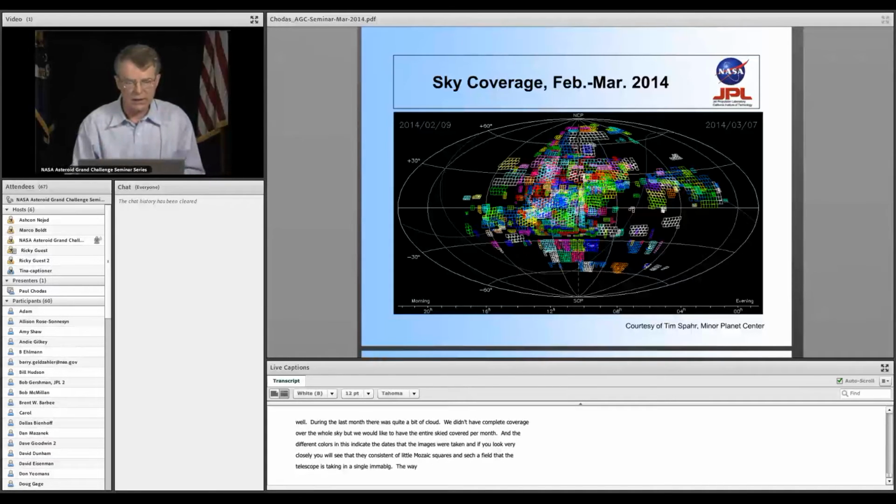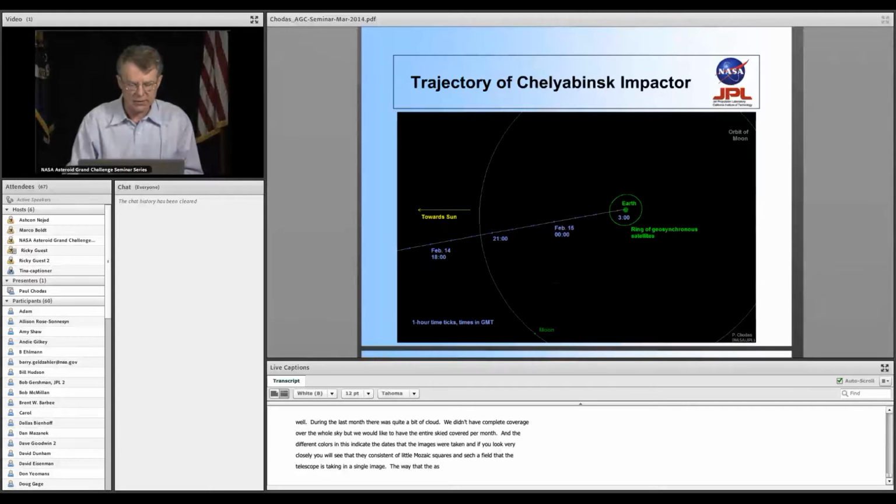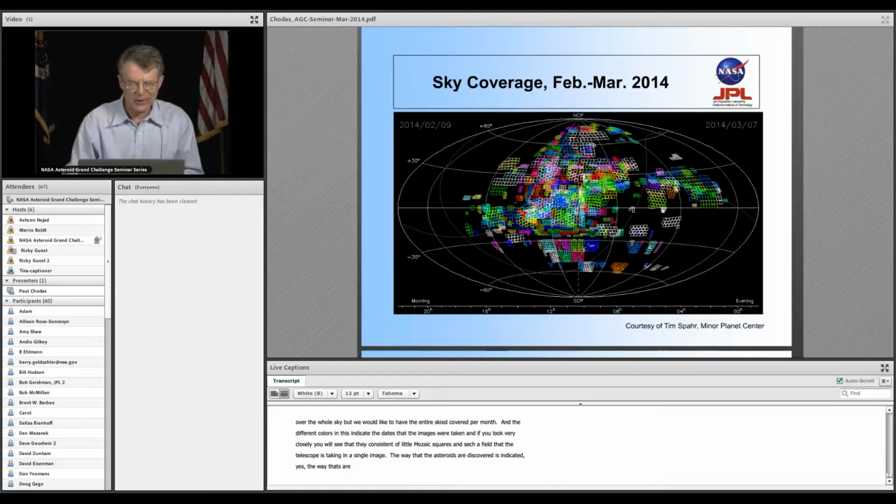The way that asteroids are discovered is by taking a set of images of a given field, let's say 4 images of a field, and then comparing them and looking for objects that have changed position. So that is how asteroids are discovered, optically and by detecting moving objects.